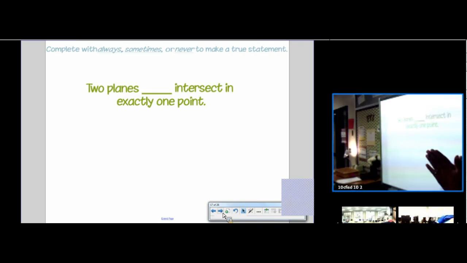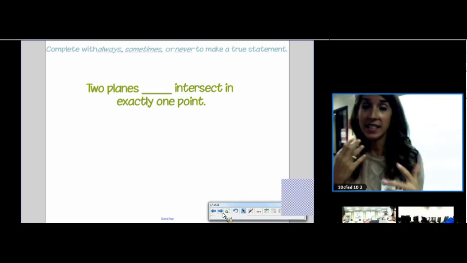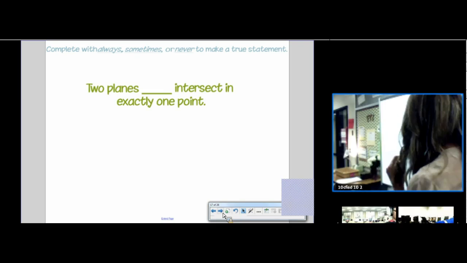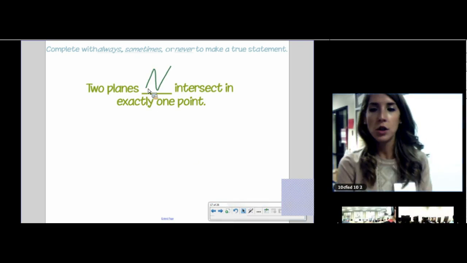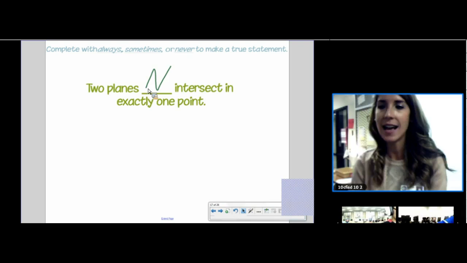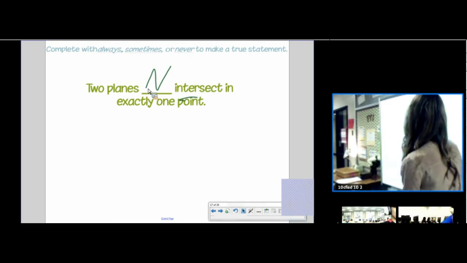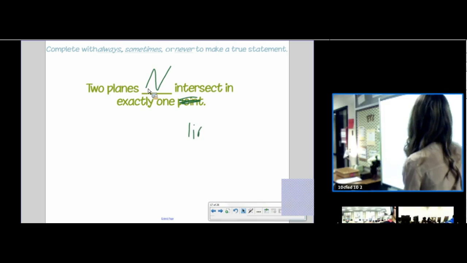Two planes blank intersect in exactly one point. We're using our postulates to answer these. Never. Very good. There might be quiz questions like this tomorrow. Two planes never intersect in exactly one point because they don't intersect in a point, they intersect in a line.